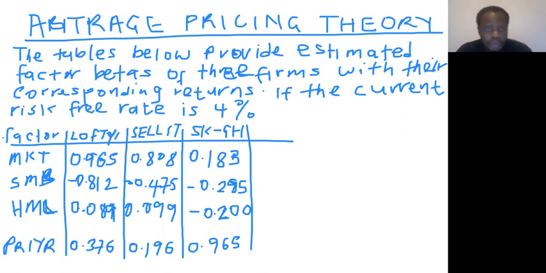The table below provides estimated factor betas of 3 firms with their corresponding returns. The current risk-free rate is 4%, and the table depicts the factor betas for 3 different firms. We have Lofty, we have Sell It, and we have SKGH, and we have their respective betas on the table. The first row is for the market, SMB, HML, and then PRI. So let's look at the follow-up question.